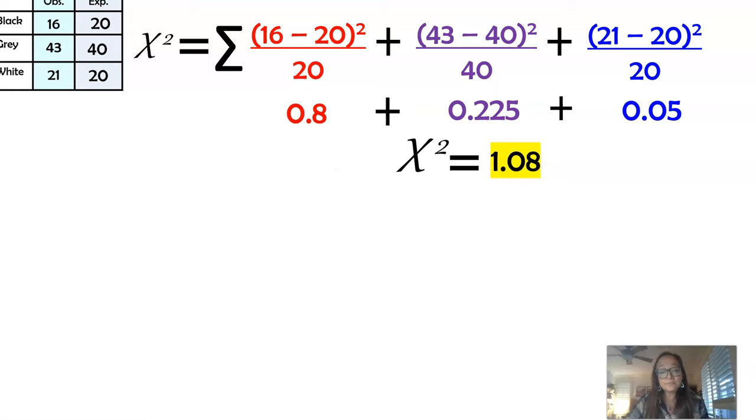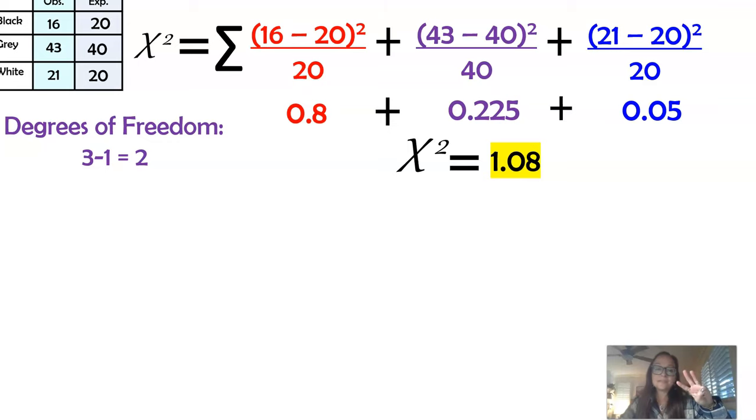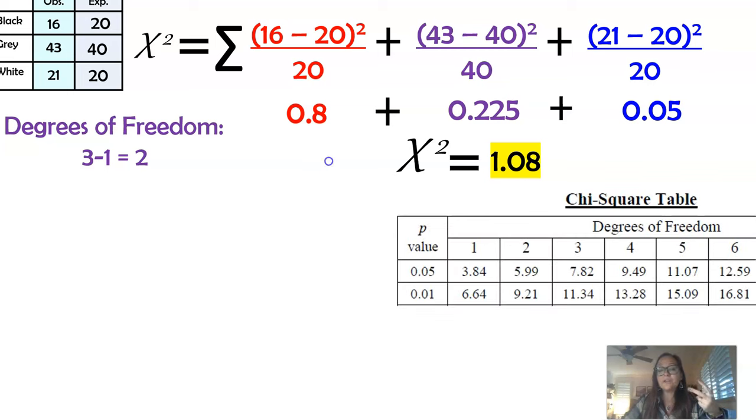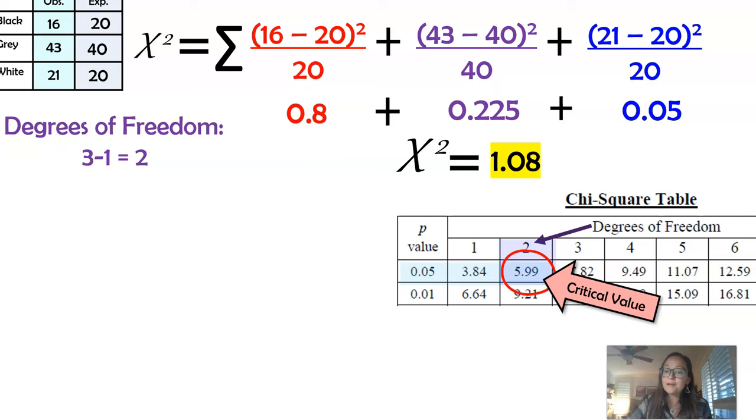Now let's remember about our degrees of freedom. Here we added three things together, and the degrees of freedom is 3 minus 1 in this example, so our degrees of freedom is going to be 2. Now, our p-value, we'll use 0.05. If we go to our two degrees of freedom and our p-value of 0.05, we have a new critical value in this question. Our critical value this time is 5.99.